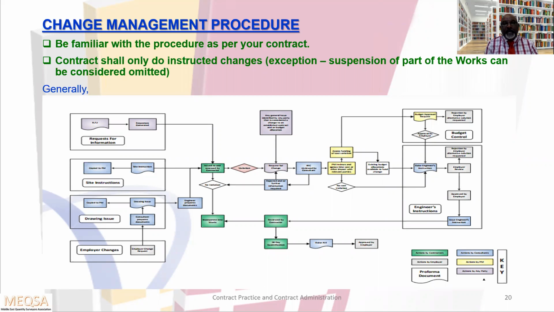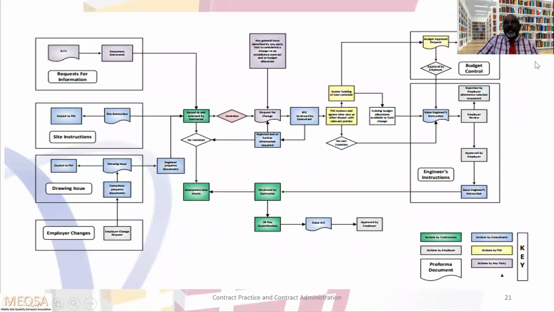So you have to be familiar with these things, and this is the change management procedure also. Be familiar with the procedure as per your contract. Contractor shall only do instructed changes, except that suspension of part of the work can be considered omitted. Let us see the next page, because I have attached one change management procedure here. Let's see the next slide. I have put it a little bit big. I'll just explain it in a simple way.